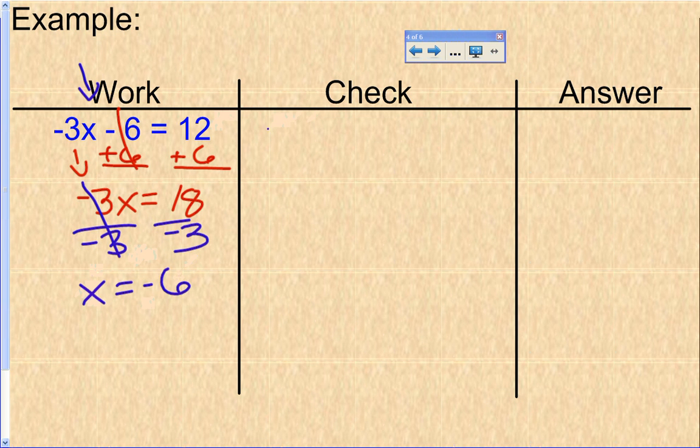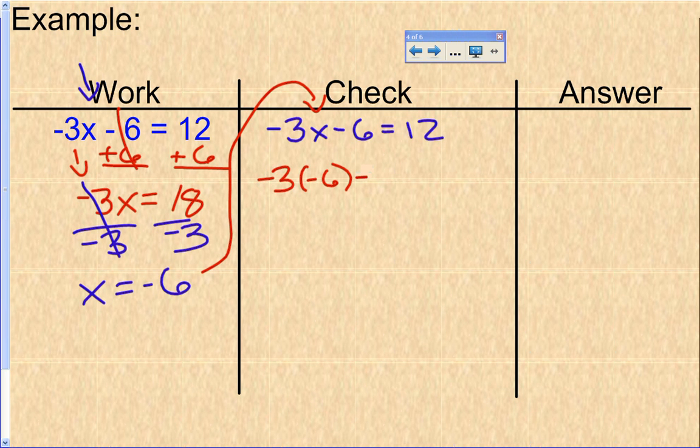Now I need to make sure that that is really the correct answer. So I'm going to plug in negative 6 for x. So now I have negative 3 times negative 6 minus 6.